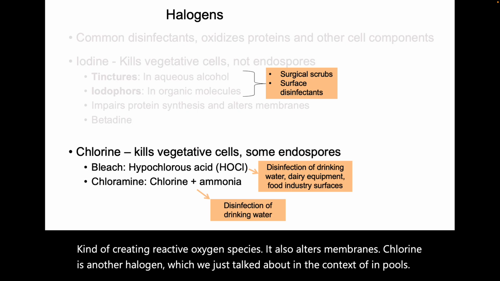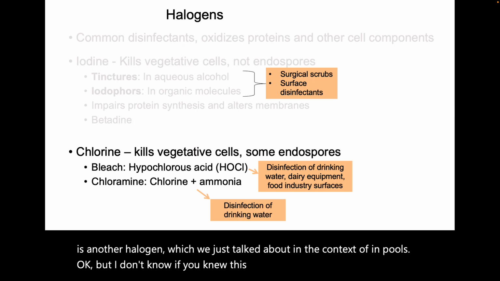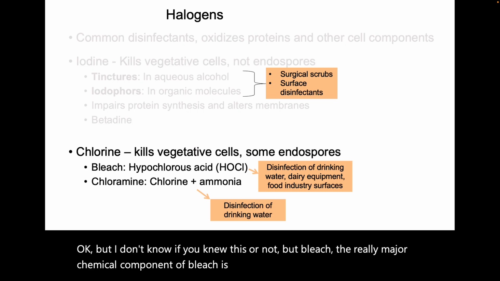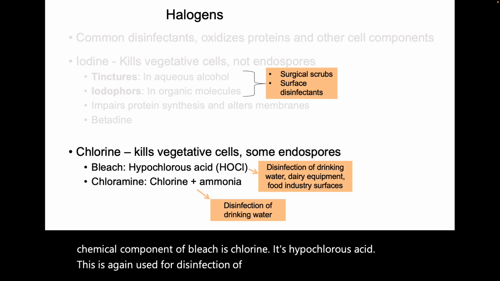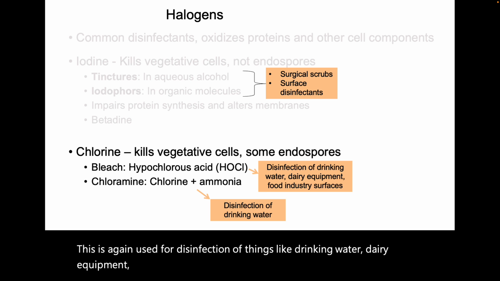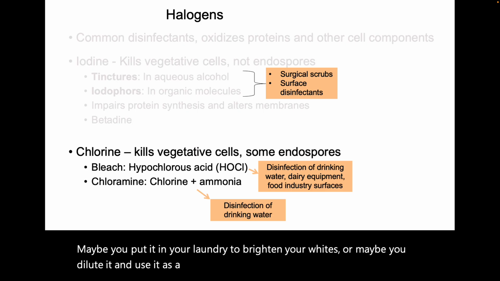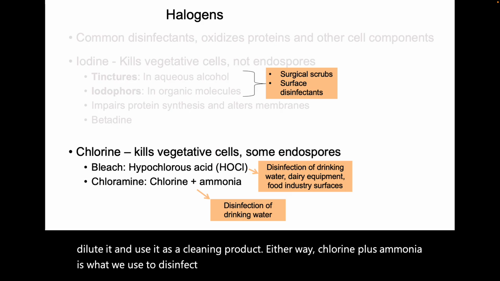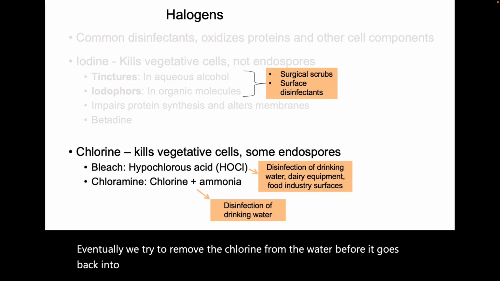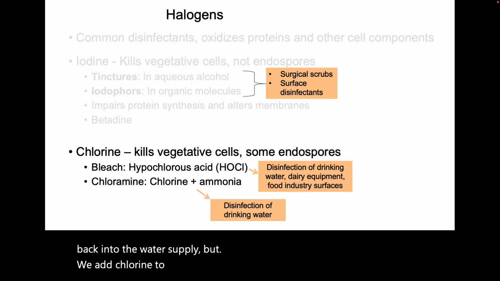Okay, but I don't know if you knew this or not, but bleach, the really major chemical component of bleach is chlorine. It's hypochlorous acid. This is, again, used for disinfection of things like drinking water, dairy equipment, food industry surfaces. You probably have it at home. Maybe you put it in your laundry to brighten your whites, or maybe you dilute it and use it as a cleaning product. Either way. Chlorine plus ammonia is what we use to disinfect drinking water. Eventually we try to remove the chlorine from the water before it goes back into the water supply, but we add chlorine to the water to disinfect it, get rid of all the bacteria in there.